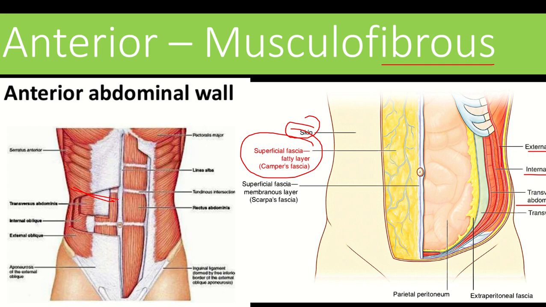This is external oblique, and then internal oblique, and below transversus abdominis. And also the muscle rectus abdominis, and at the lower part of the rectus abdominis, there is another muscle called pyramidalis. And below the three muscles, there are two other structures: the extraperitoneal fascia, and after this, parietal peritoneum. So the anterior abdominal wall is formed by 8 layers, and it is musculofibrous. Some parts are formed by muscle, and some parts formed by fibrous tissue.